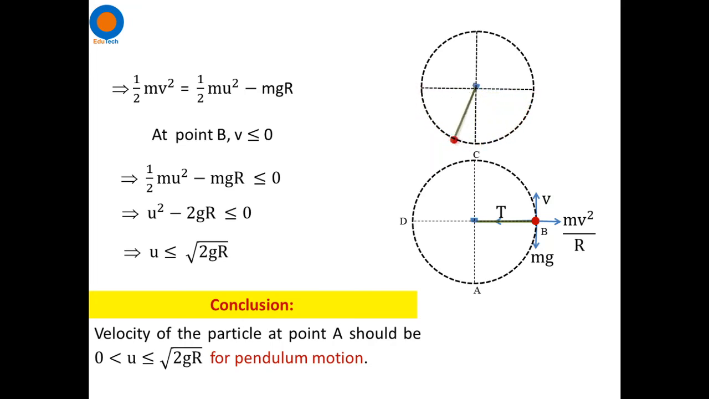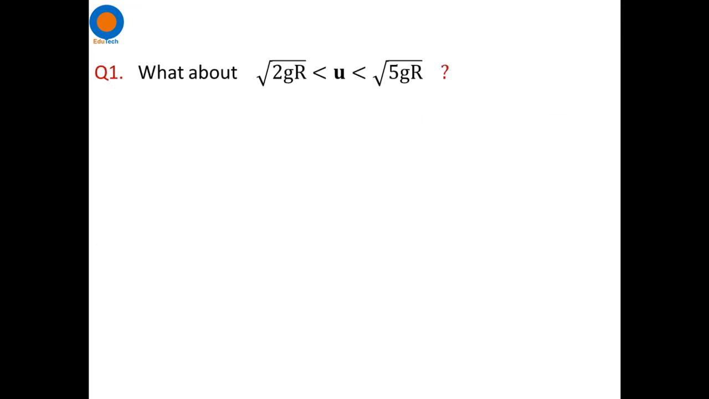Now see here, we have discussed velocity greater than root 5 gr and smaller than root 2 gr. Then what type of motion will this particle show if the velocity is between root 2 gr and root 5 gr? That is our next question. I am not going to solve this here. You please think over it, or whatsoever you have studied, revise it. Revise the concept which has been shown here and try to derive it. Okay, this is a very good question.